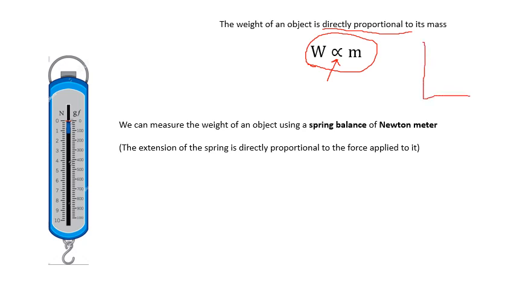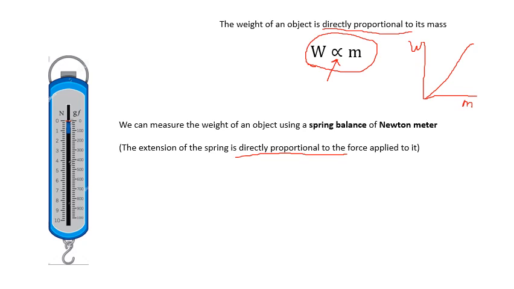If you did a graph of the weight against the mass, if they are directly proportional, then you get a straight line. Okay, that's what that means, is directly proportional to. You can measure the weight of an object using this thing here called a spring balance, or a Newton meter is another name for it. Why? Because the extension of the spring is directly proportional, we know what that means, to the force that is applied to it, so the weight hanging off it. Okay?